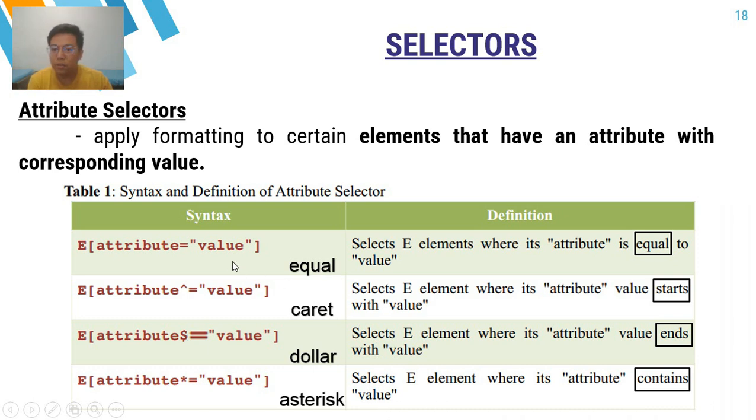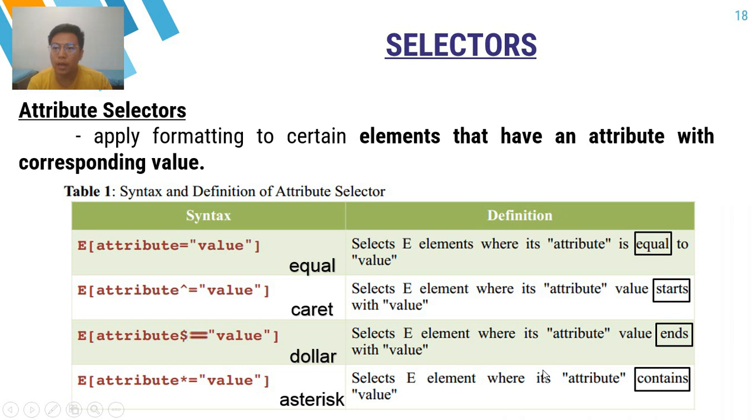Each of the symbols, as you can see here, has its own characteristics. For equal, it should be equal to the value. For your caret, it should start with that particular value. For dollar, it ends with that particular value. And for asterisk, it should contain that particular value.